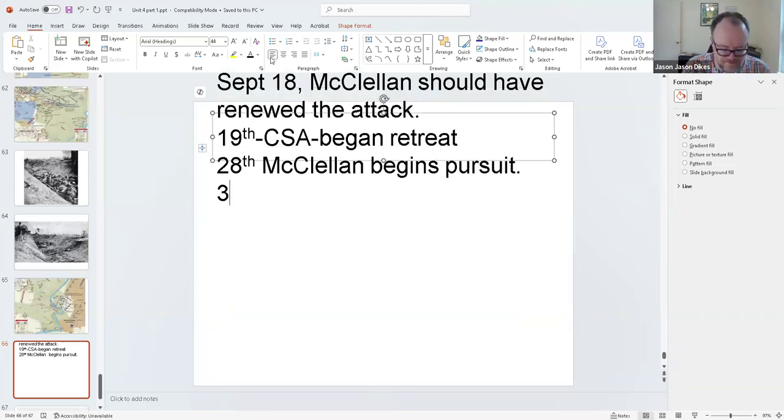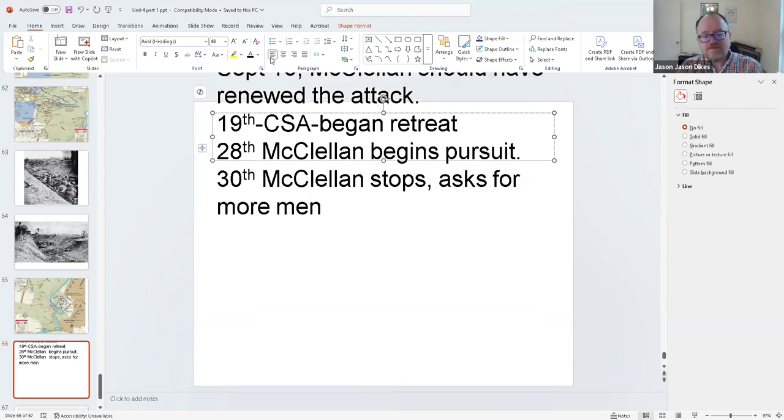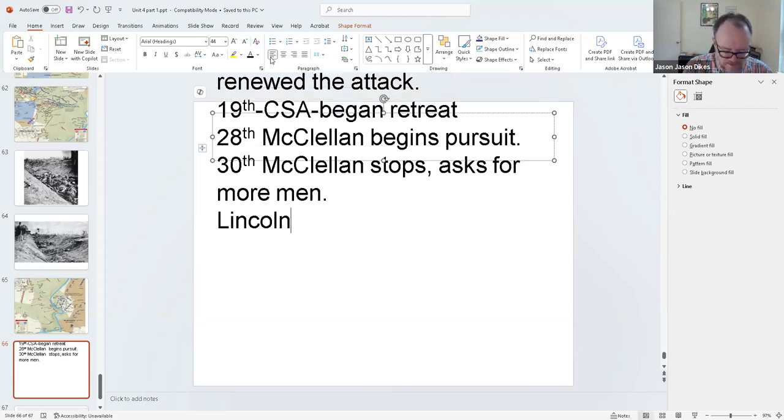On the 30th, McClellan stopped after 2 whole days of pursuit and asked for more men. Lincoln fires McClellan. He had simply had enough of George McClellan's, frankly, being a chicken shit. Let's just call it for what it is. And so he fired him. Now, we've not seen the last of George McClellan. He'll be back again in 1864, but Lincoln fires him at this point.